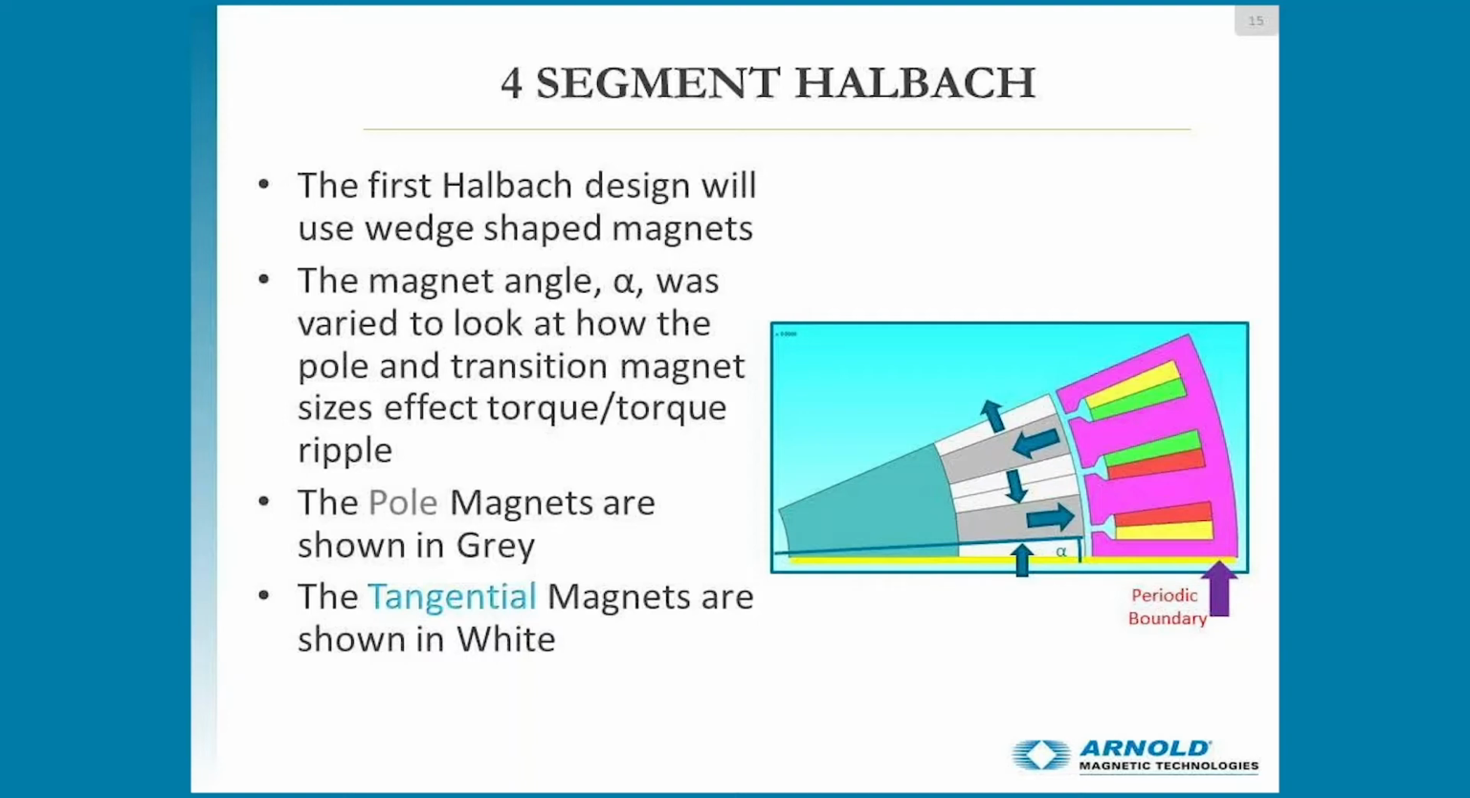So the first Halbach design we use has wedge-shaped magnets, so every single magnet is a wedge, it's an arc, it has a degree. So this way we fill all the air gaps between the magnets with magnet material. So the magnet angle is varied to look at how the pole and transition magnet sizes affect torque and torque ripple. The pole magnets are shown in gray on the slide, so you can see north-south in the section of the model, and the tangent magnets are shown in white.